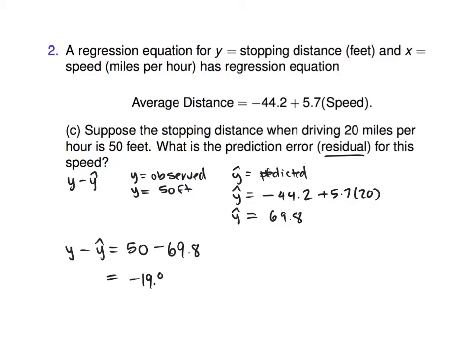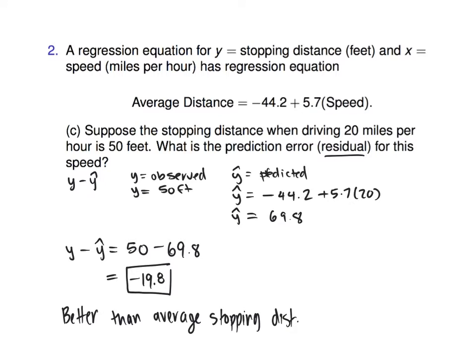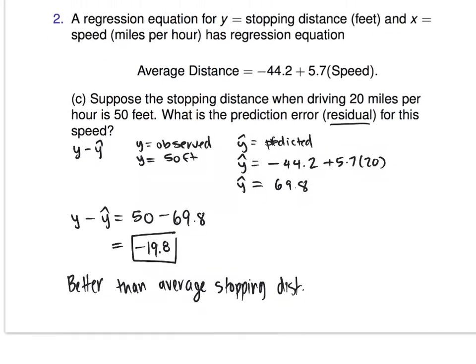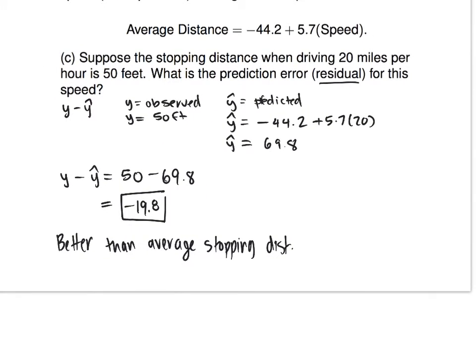So is this car that we observed better or worse than the average? It's better. Well, I guess I could have clarified that shorter stopping distance is better, right? Yeah, better than average stopping distance. Or you could say the stopping distance is below the average. The negative tells you it's below the average by 19.8 feet.